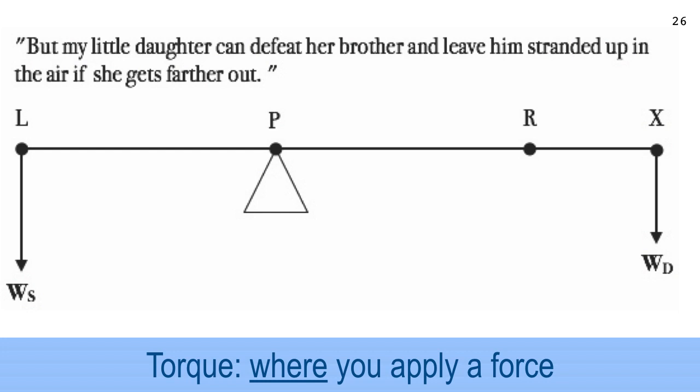Now, if the daughter were over here at point R on the right side, the same distance that point L is to the left, she'd be stranded up in the air. Because with the same distance left and right, the one with more weight force wins. But if she goes out a little bit, she can win, because she has more torque. And we're going to be talking more about that on Tuesday.